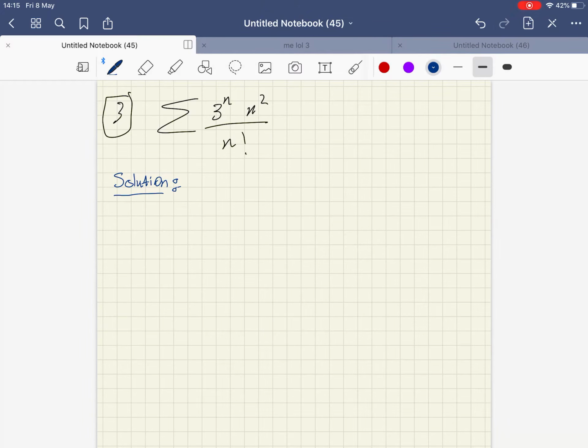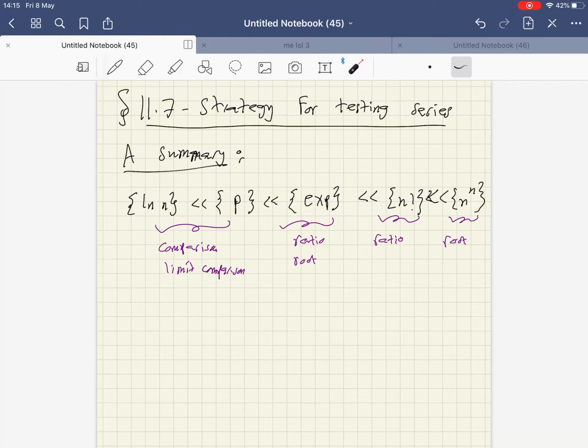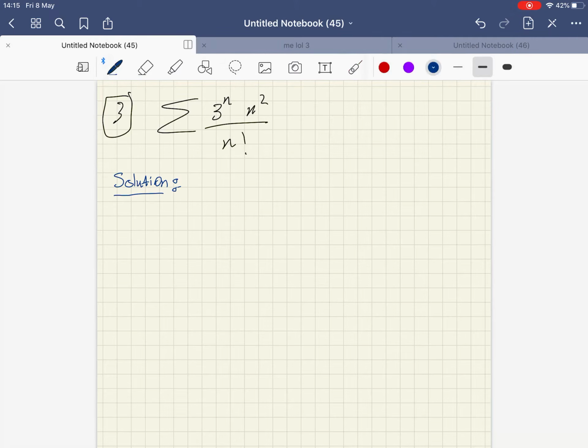Okay, now if you look at this question, we have an exponential function, a factorial, and a polynomial. If we go back to our strategy, whenever we see a factorial, which is kind of the dominant one, we will use the ratio test. So let's try following that strategy and hopefully it will work out.